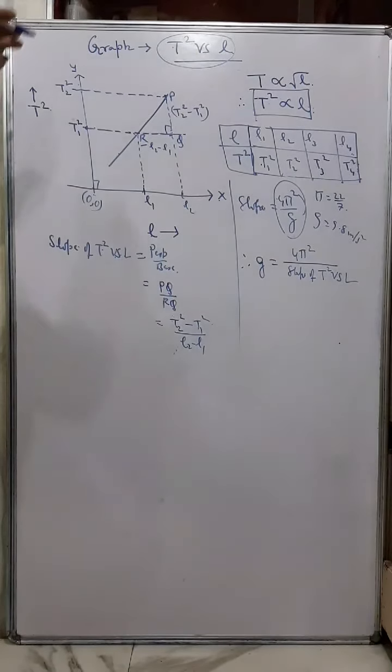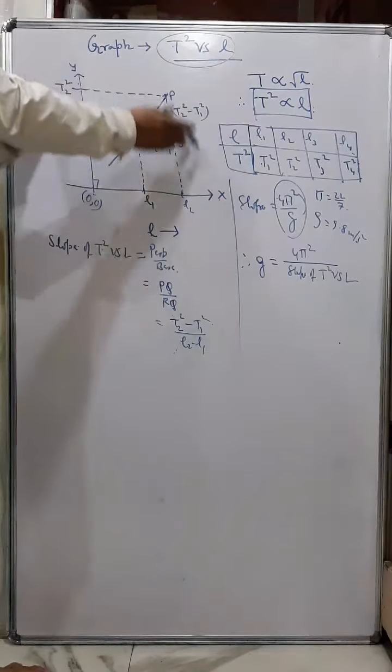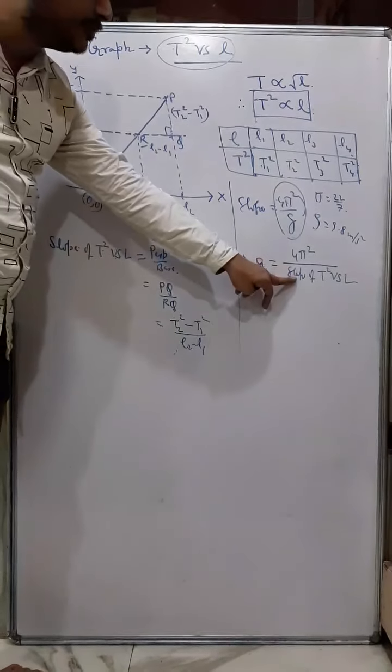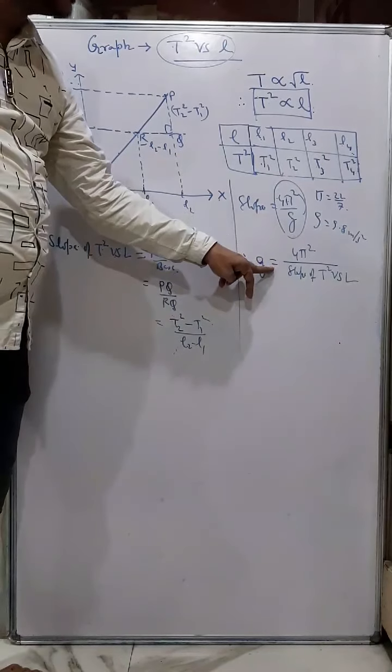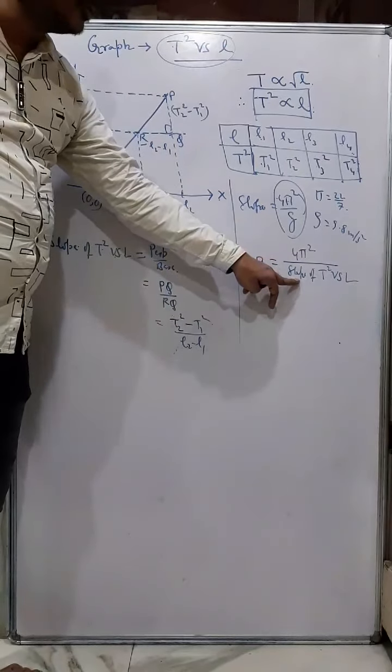So you can understand, from the length of the pendulum and the time period of the pendulum, we can draw a graph. From the graph we can get the slope, and from the slope we can get the value of g of that place. So g is always equal to 4 pi square by slope of T square versus L, because the slope of this graph is always constant and its value is 4 pi square by g, and therefore g equals 4 pi square by slope of T square versus L graph.